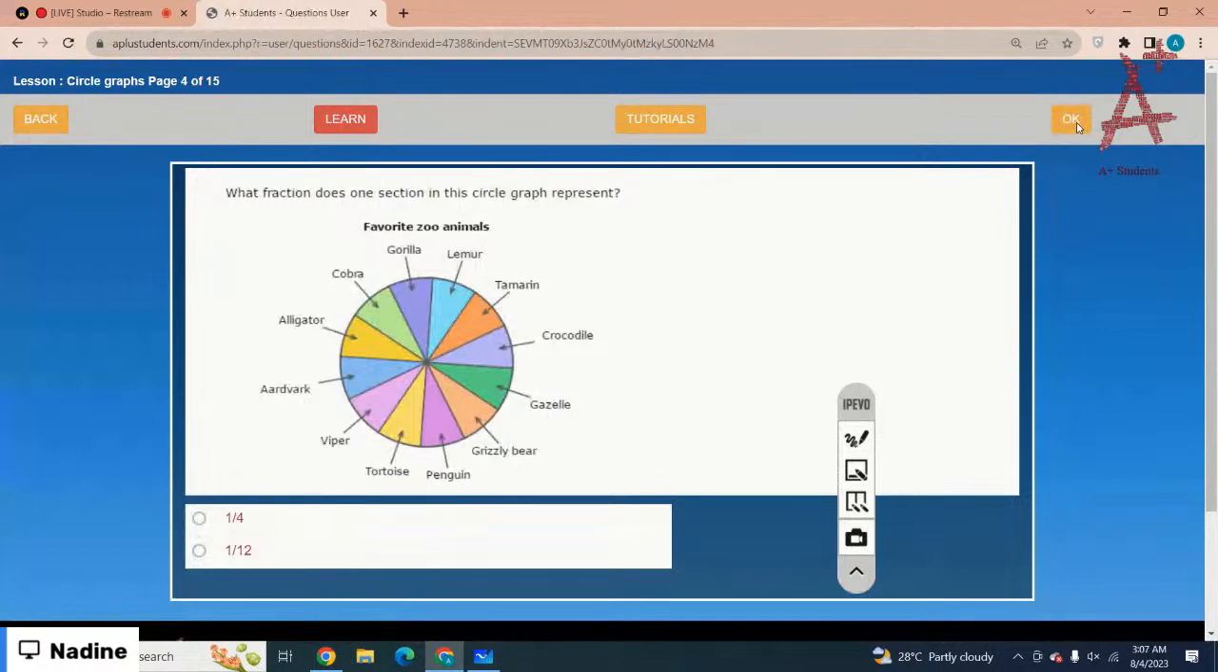What fraction does one section in the circle graph represent? Which is the correct option? The graph has 12 sections. So one section represents 1 out of 12, right? So the correct option is 1 out of 12. Option number 2 is the correct option.